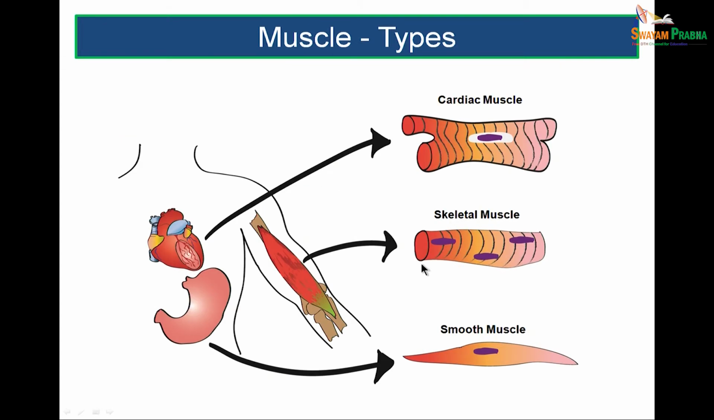We could classify muscles into different types. If you see in this figure here, skeletal muscle forms muscles of the skeleton of the body. There is cardiac muscle found in the heart and smooth muscle found in the gastrointestinal tract.